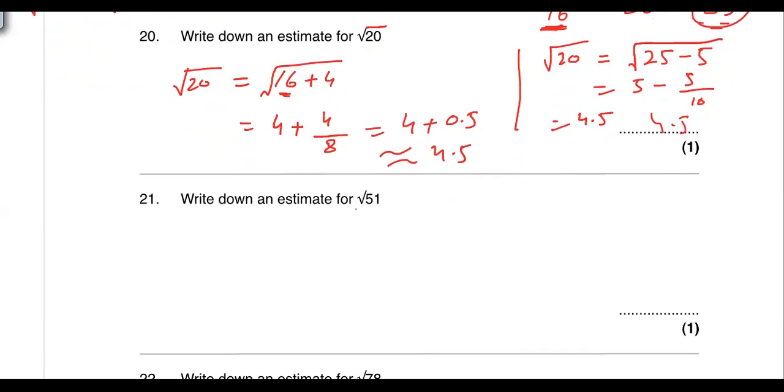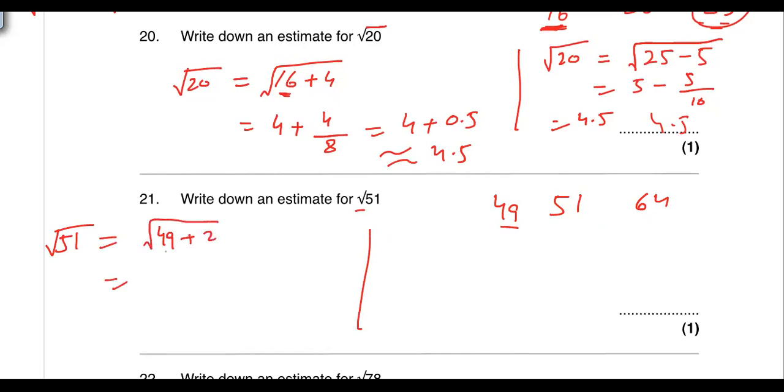Let's go for the square root of 51. Now before 51 there is the number 49, because 49 is 7 squared, and after 51 is 64. So I will use both methods. Any one of you can use. The square root of 51, you can write as 49 plus 2. Now the square root of 49 is 7, plus 2 over its double. What is its double? 14. So it will be 7 plus 2 over 14.